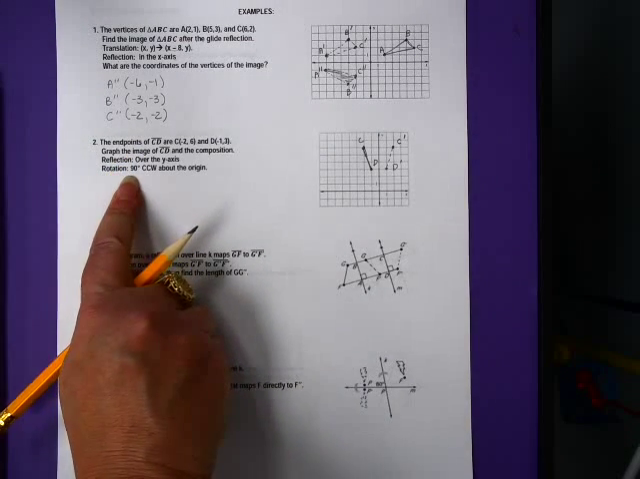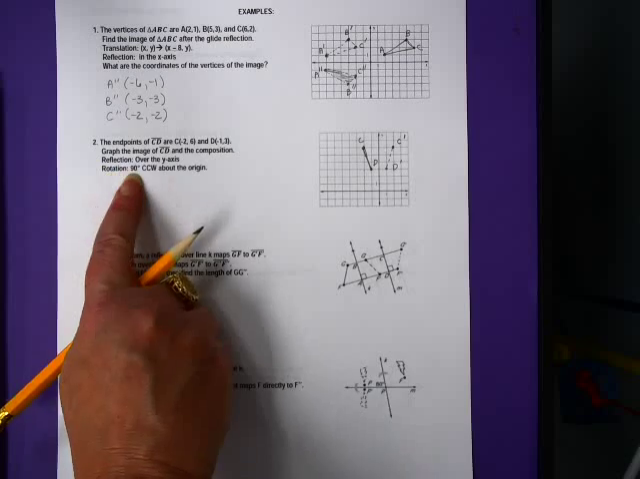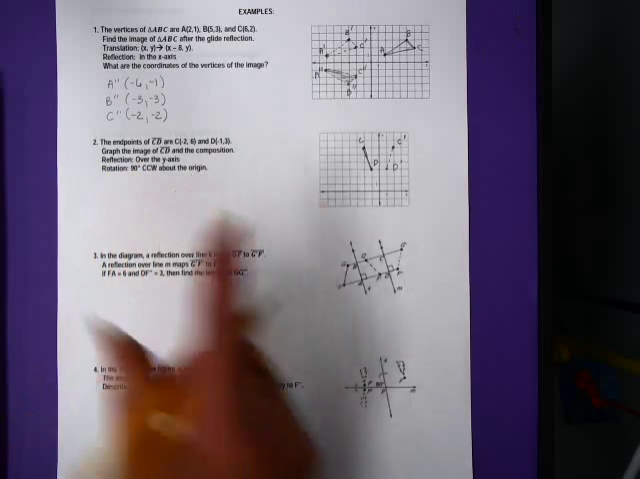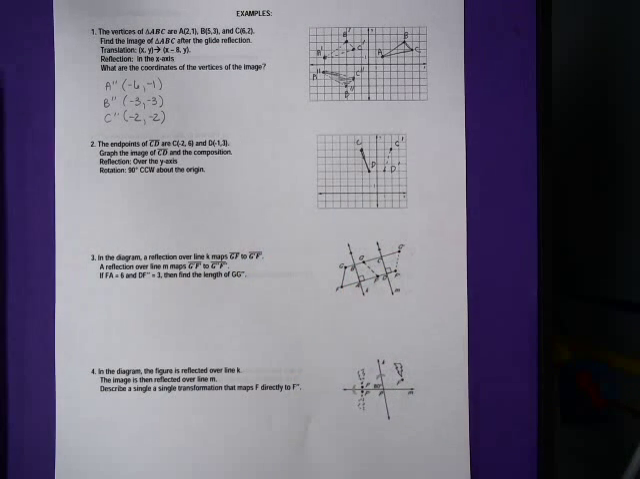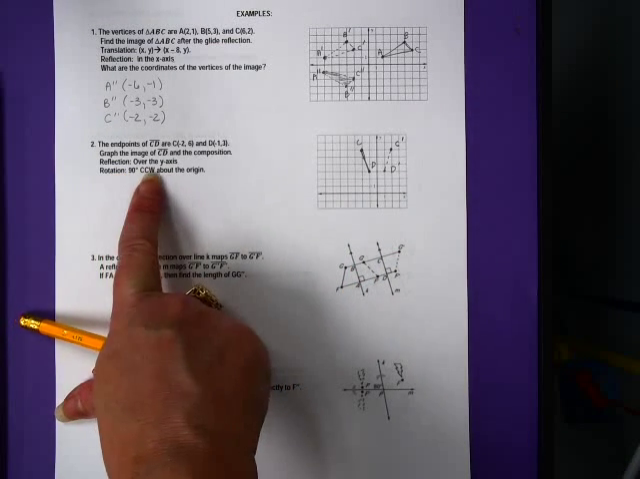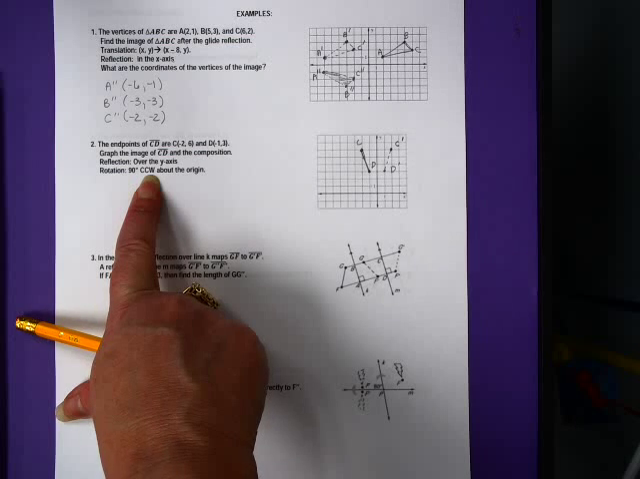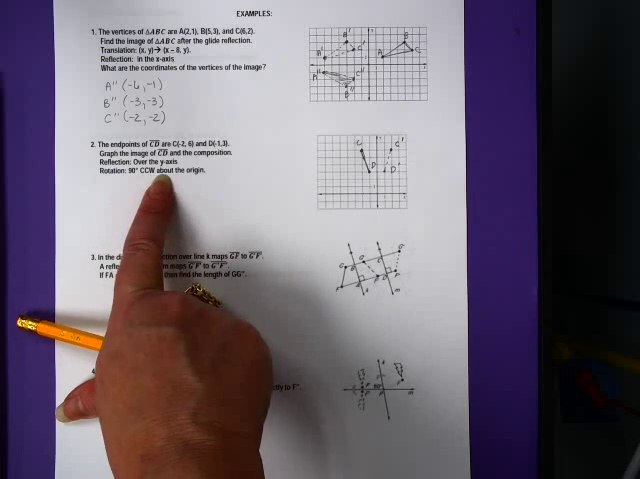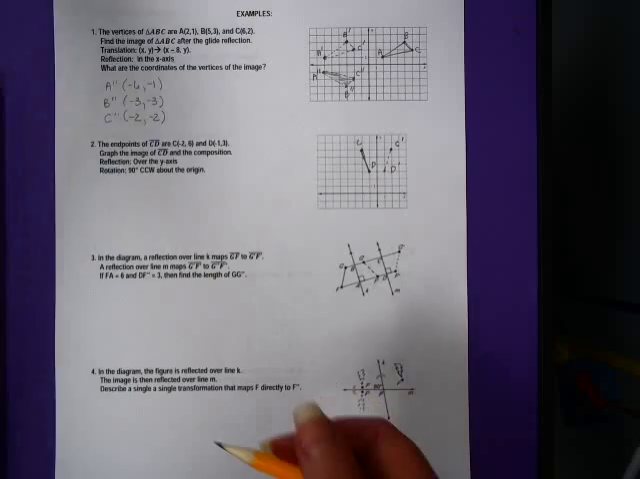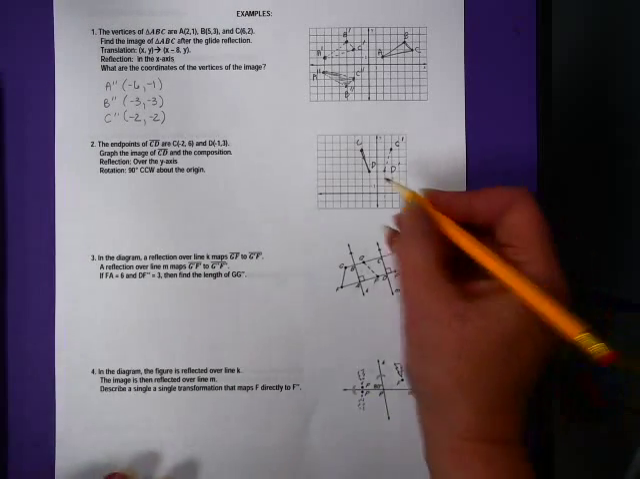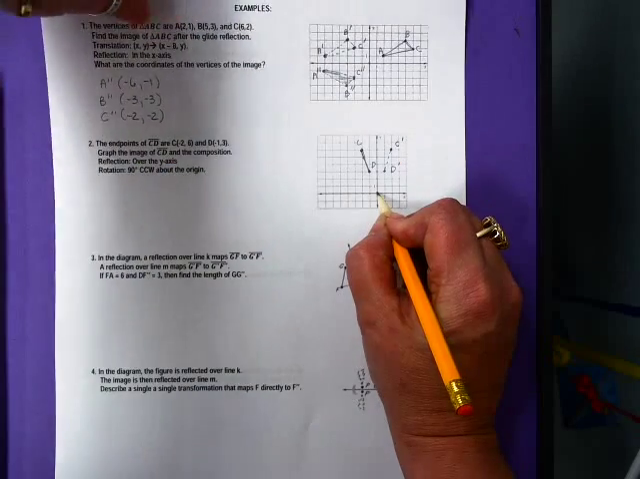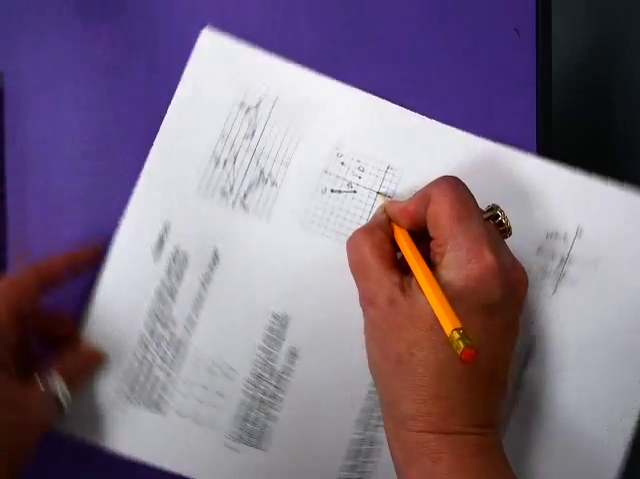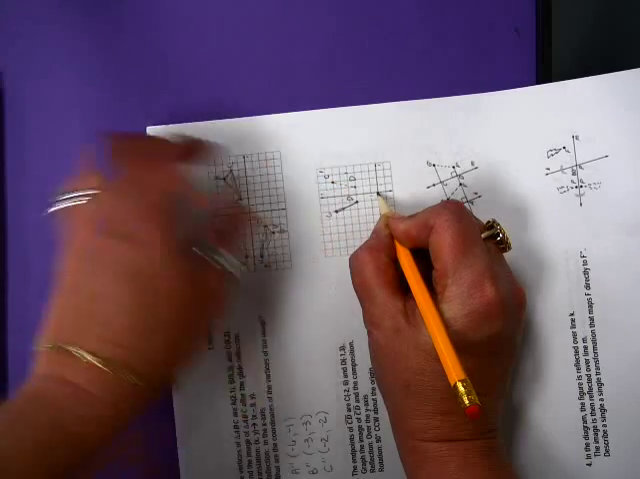Then my next transformation is a rotation, 90 degrees counterclockwise about the origin. Remember, if they just say rotation, it's always going to be counterclockwise unless it's stated otherwise. I just put this in here for you. So here, notice how this is in the first quadrant. That means I want to turn it so that it becomes in the second quadrant.